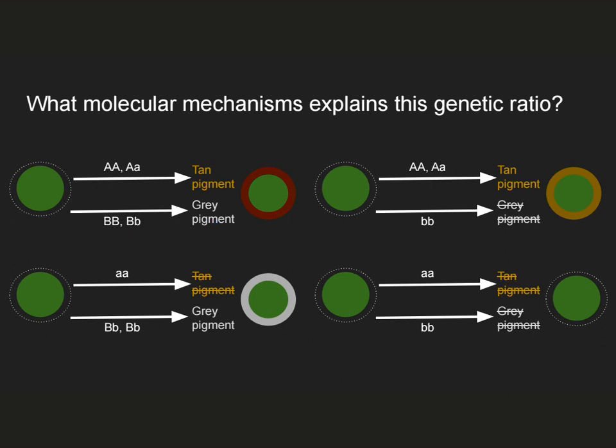And when you have both, at least one copy of the big A allele and at least one copy of the big B allele, you make both types of pigment. Those mix together to result in this brown color that's deposited on the lentil.